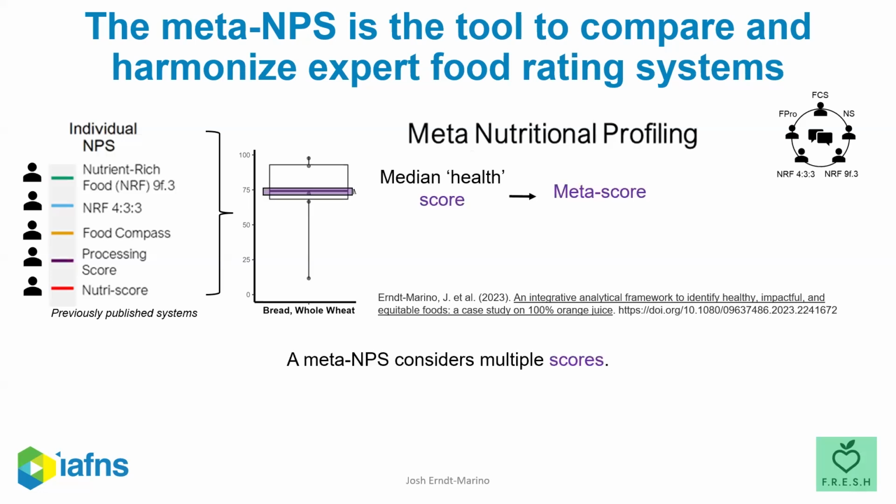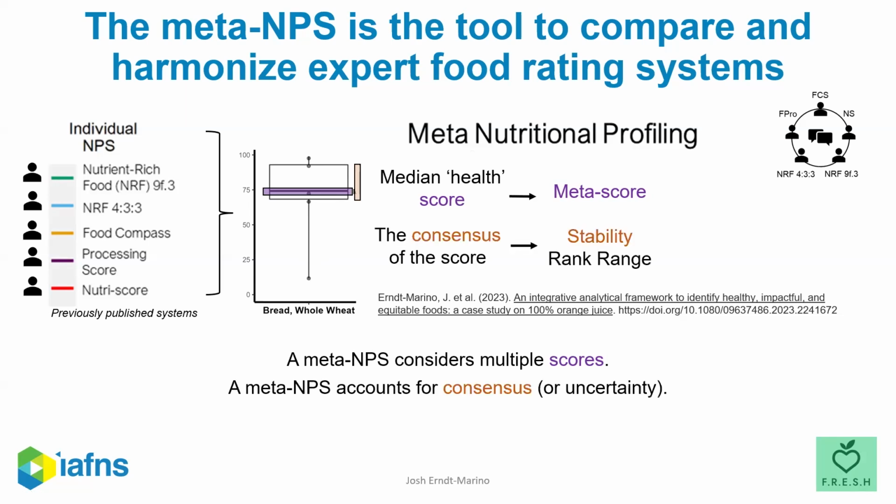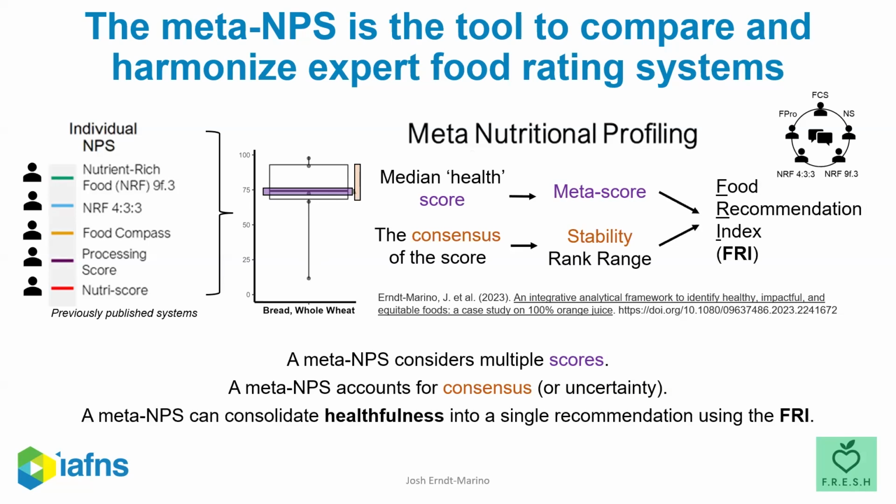So a meta-NPS for any given food, for example, whole wheat bread, has a meta-score, which is defined for the sake of today's talk as the median score across all of the systems. And it accounts for the consensus of the score, something that we are referring to as the score stability. And an overall index known as the Food Recommendation Index, which consolidates these two aspects of the meta-NPS.